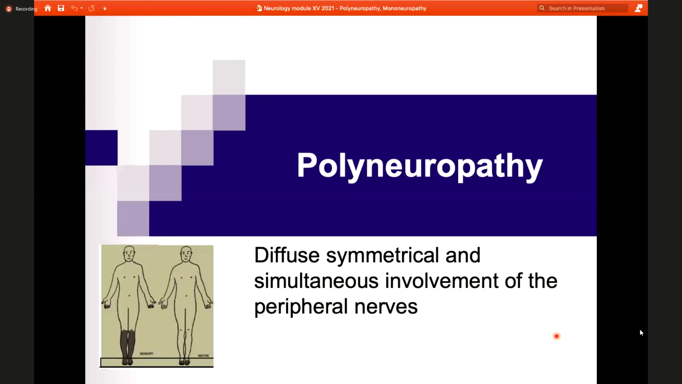So polyneuropathies are generally disorders which affect peripheral nerves, and they are usually symmetrical and usually widespread. The most important feature is there is simultaneous involvement. So the peripheral neuropathy affects peripheral nerves on both sides of the body, left and right, and they affect simultaneously. And sometimes it can start in one region and spread to the other region. For example, it can start in the legs and spread to arms. But usually they are roughly symmetrical.